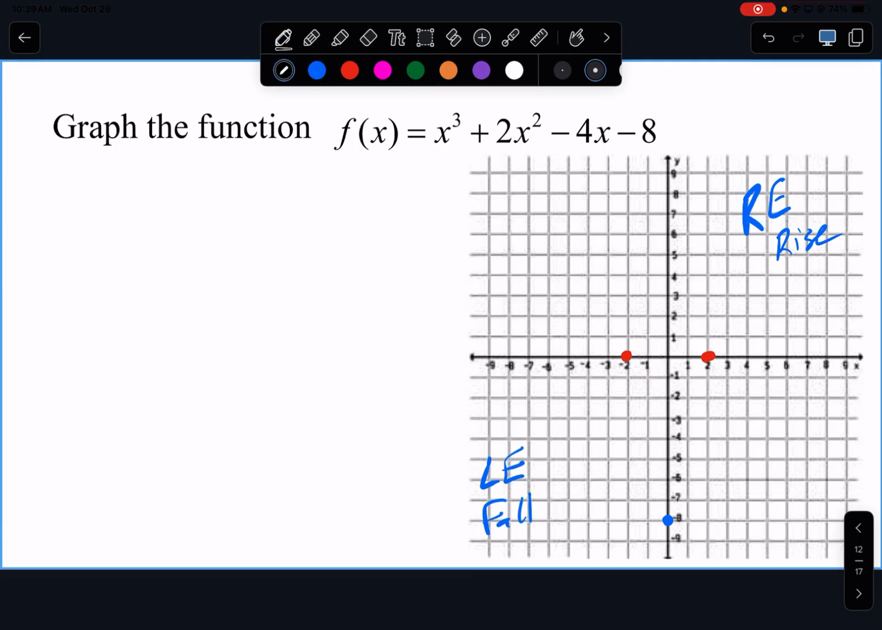So my line, and remember -2 is multiplicity, right? So it's going to go up to -2, bounce off, go down through -8, and then up through 2. Just like that. Make sure that at -2 it does not cross the x-axis. It goes up, it touches the x-axis, but does not cross it. Any questions on that one?